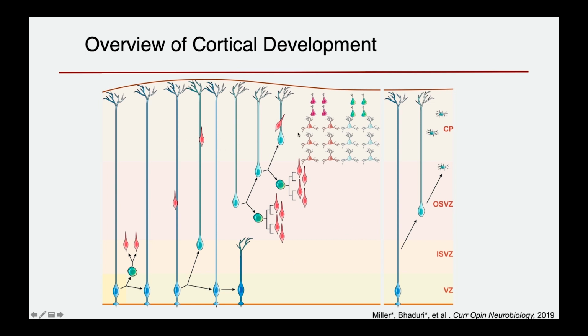These newborn neurons then give rise to the deep and then the upper layer neurons, and around the time that neurogenesis is completing, they begin to move into gliogenesis, generating glial populations that serve important functions to support neural activity in the brain.